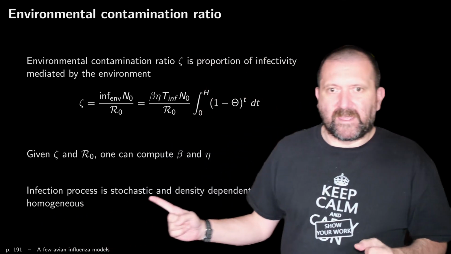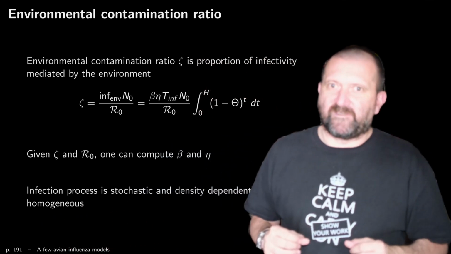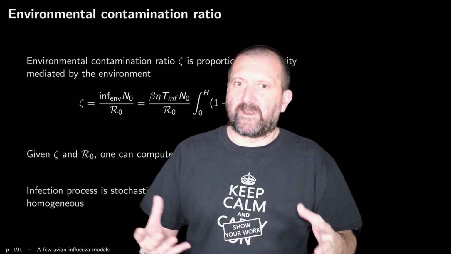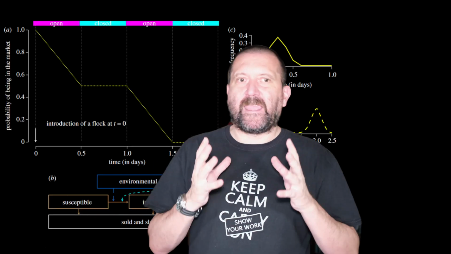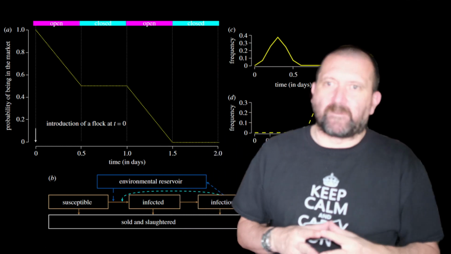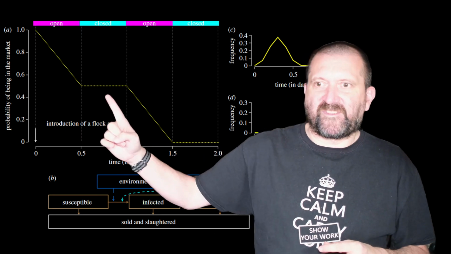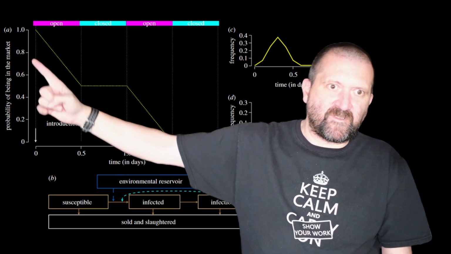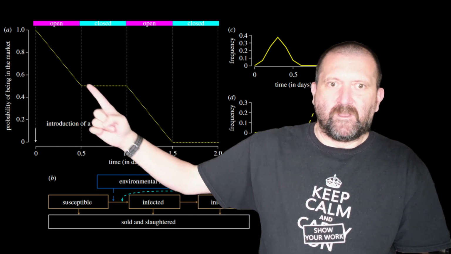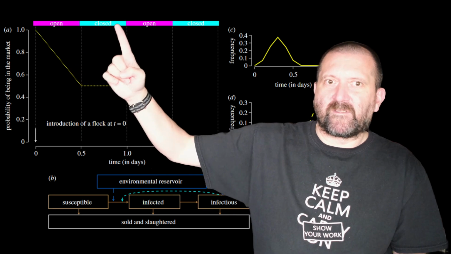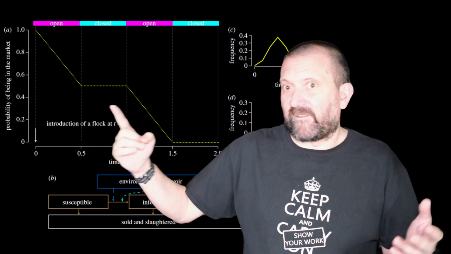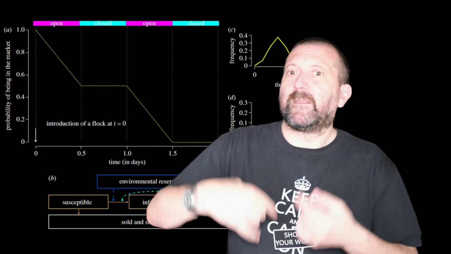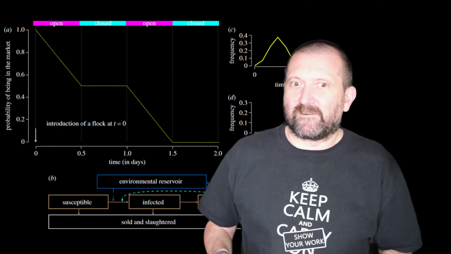What they do is look at a stochastic infection process. So they take this very simple model, put it in a stochastic context, and consider what happens. At the level of a market, what they would have is something like this. Here, this is the probability that a bird that's introduced here is still in the market. There's when the market is open and when the market is closed. When the market is open, the bird might be sold, and that's why its probability of being in the market decreases during that time. When the market is closed, the bird stays there. If it's staying there, it can contaminate other birds. Otherwise, the infection goes somewhere else.